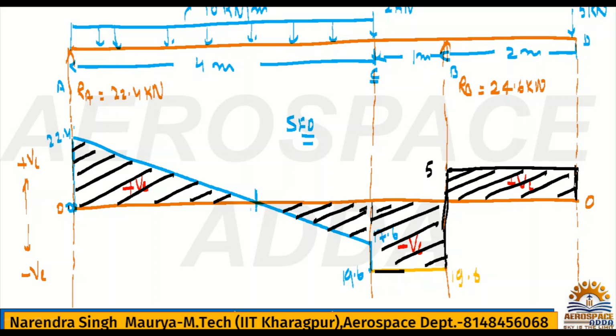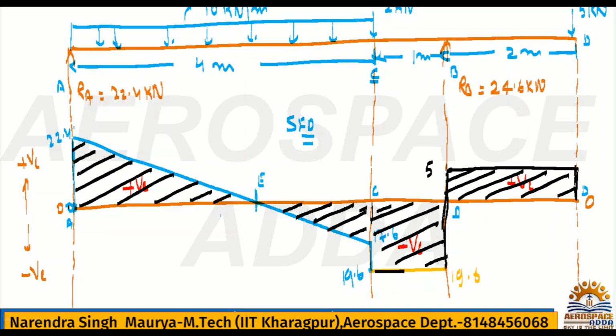Hence, we need to first find the location. Generally, after saying this, we can mark this point where shear force is 0. I can consider these points: this is A, this is B, this is C, and this is D. And I can mark this E. So at point E, shear force is 0.